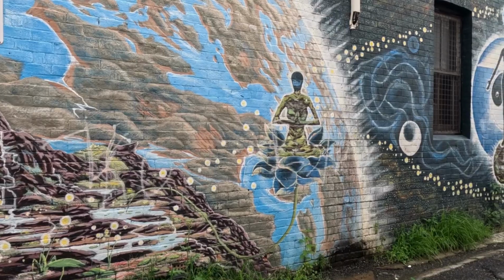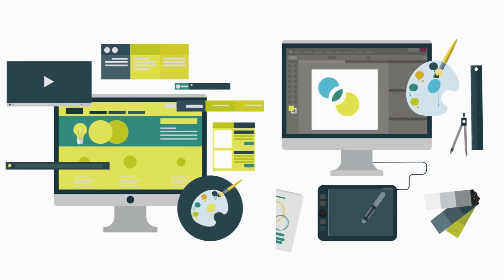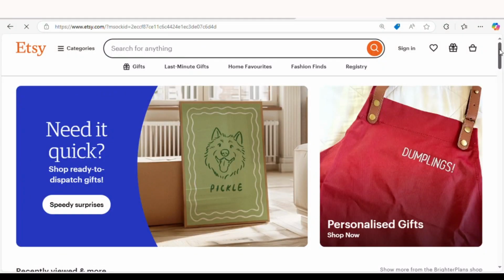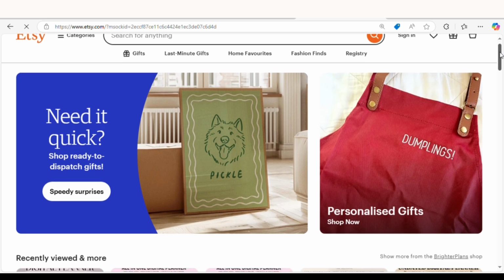You can create wall art, posters, or printable designs that people can download and print at home. Sites like Etsy are perfect for this kind of product. And if you have a creative eye, you can stand out by offering unique designs that appeal to specific tastes or trends.